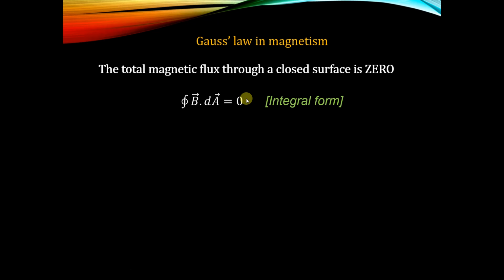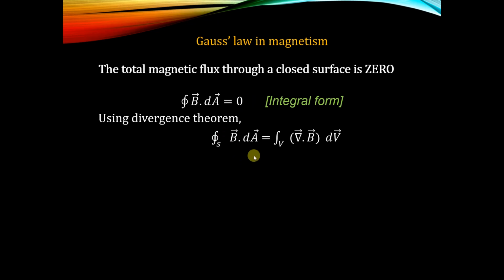So our next objective is to get the differential form of the Gauss law. So we bring in the divergence theorem, Gauss divergence theorem. We can write closed surface integral b dot dA is equal to volume integral del dot b into dV.